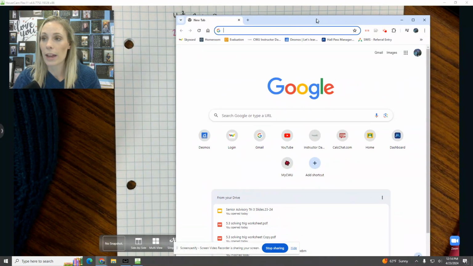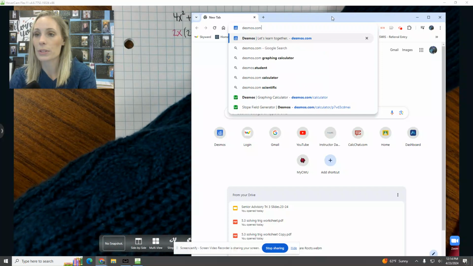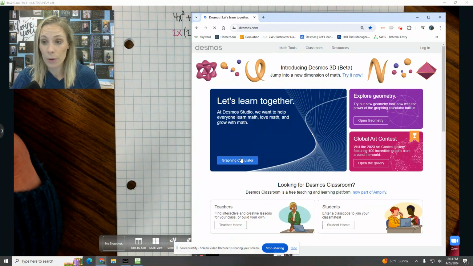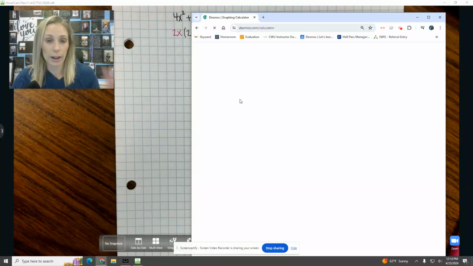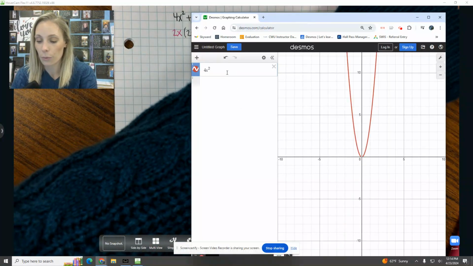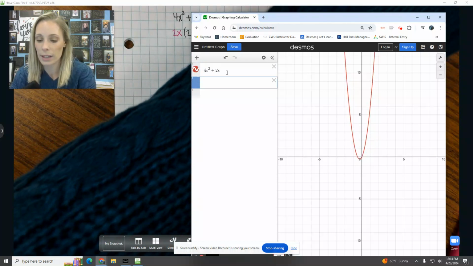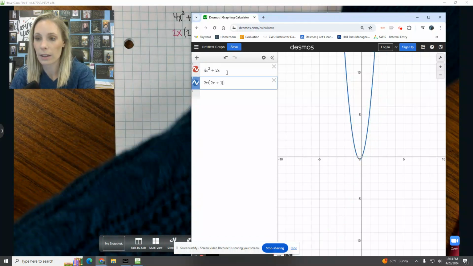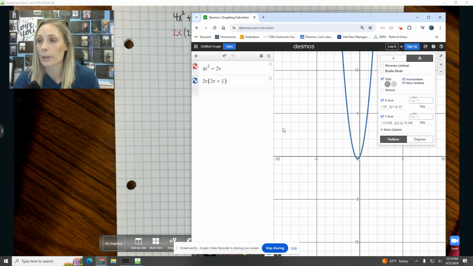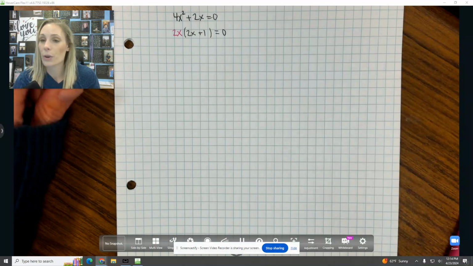So I'm going to go ahead and open up a Desmos here. And you're going to notice that in Desmos, I don't plug in the 0. I just plug in the function. And I plug in the function along the way to make sure I'm factoring it correctly. So 4x squared plus 2x. And I'm asking myself, is that the same thing as 2x times 2x plus 1? And it is the same thing because those graphs overlap. So I have factored correctly so far.